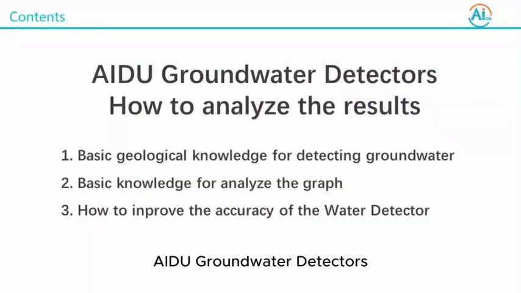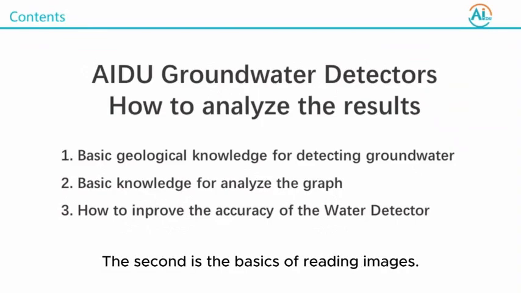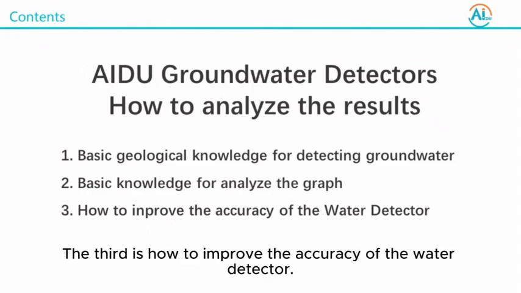I do groundwater detectors. How to analyze the results? There are three key aspects. The first is the basics of finding water. The second is the basics of reading images. The third is how to improve the accuracy of the water detector.